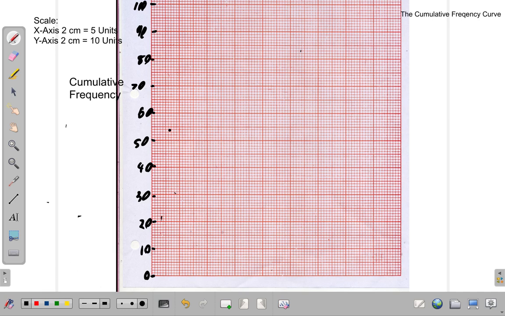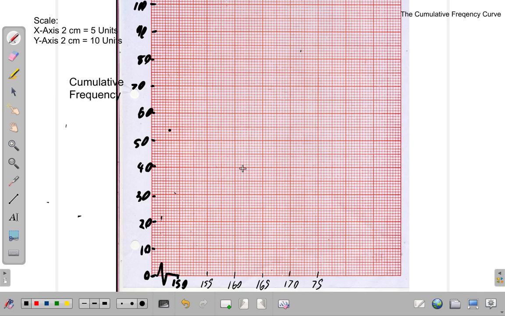Now, on the x-axis, 2 cm equal 5 units. So we skip and start our 150 here. Make the line a little thinner. 2 cm, 155, skip 2, 160, because we keep adding, we're going up by 5. This is 160, then 165, 170, 175. Okay, good.